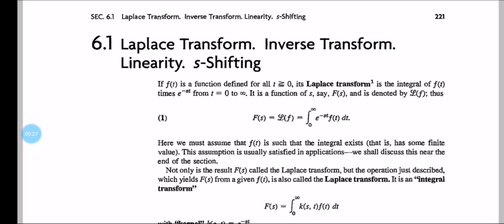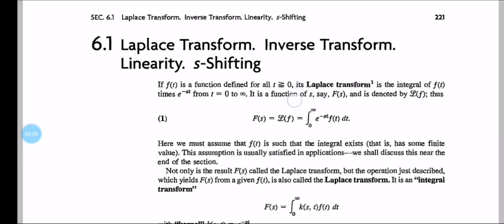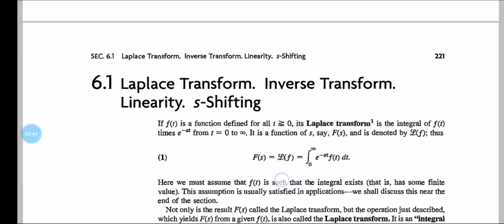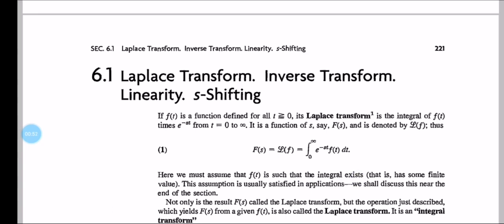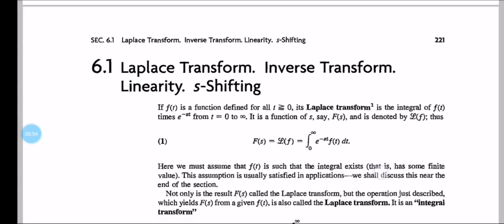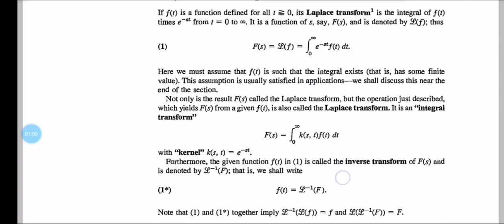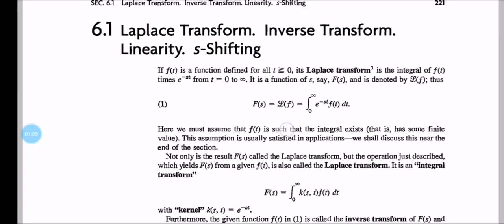So what is Laplace transformation? Suppose f(t) is a function which is defined for all t greater than or equal to 0, so that t is positive. Then the Laplace transform can be denoted by F(s), which is L of f(t). We can write it as the integral from 0 to infinity of e to the power minus st times f(t) dt. This is our Laplace transformation, and we can denote it by L of f, which we denote by F(s).